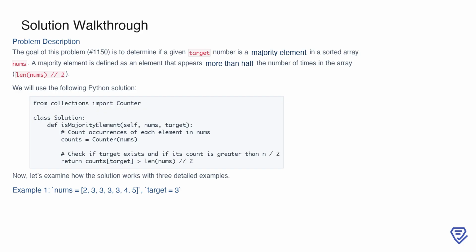To solve this, we use the Counter class from Python's collections module to count the occurrences of each element in the array. Then, we simply check if the target exists in the counter and if its count is greater than len(nums)//2. If both conditions are true, the function returns true, otherwise, it returns false. Let's now explore how this solution works with some examples to understand it better.